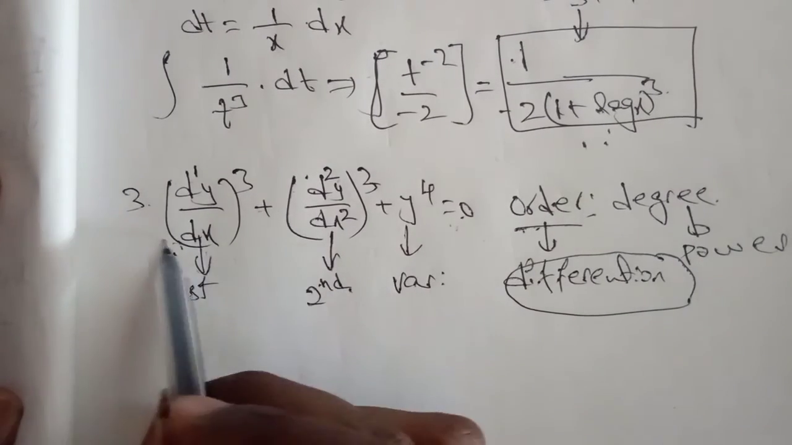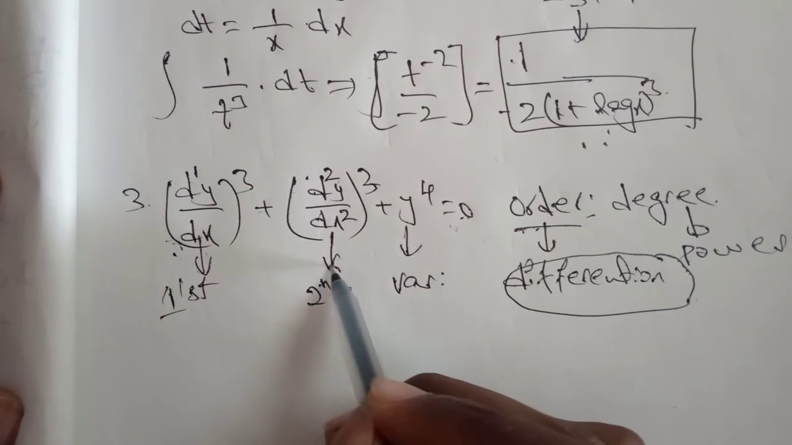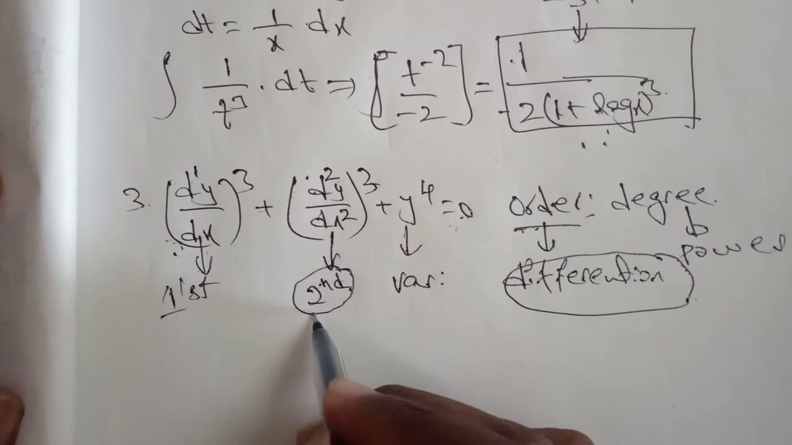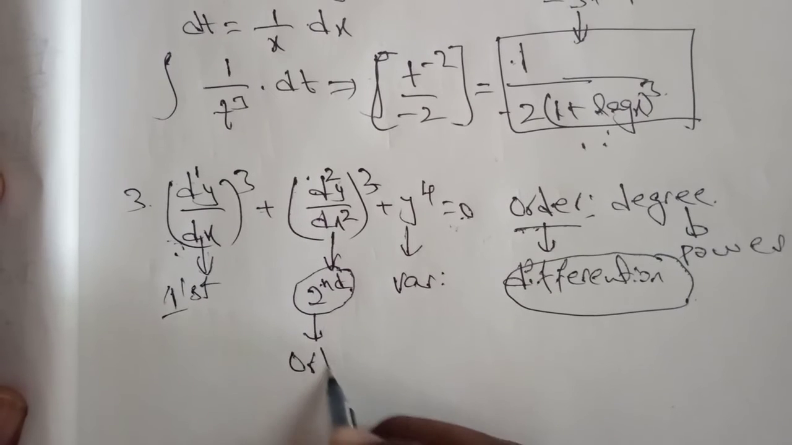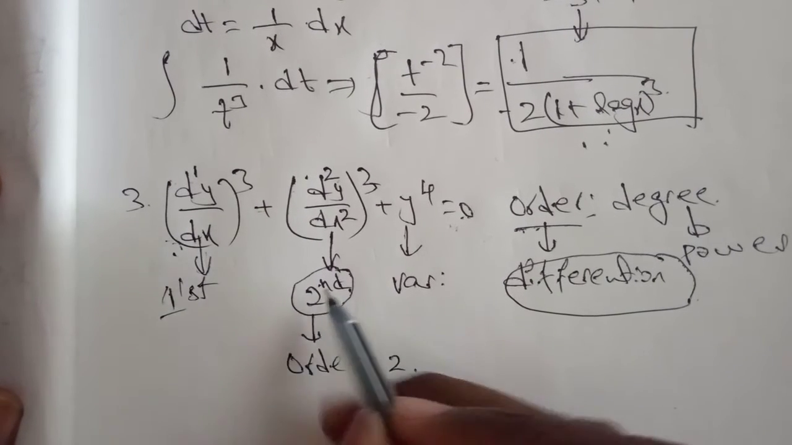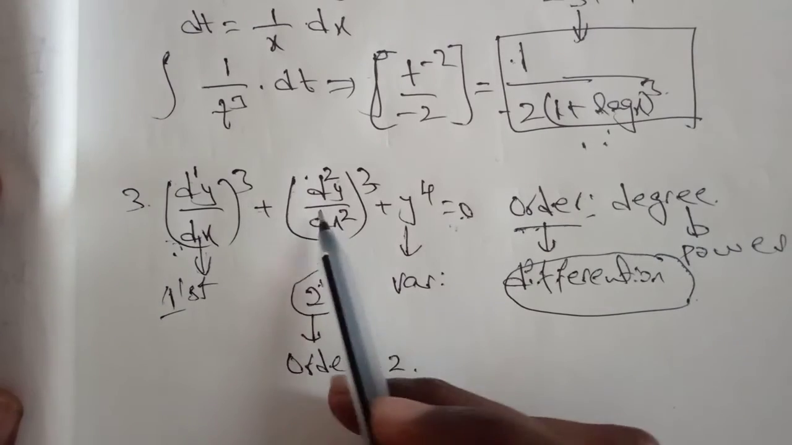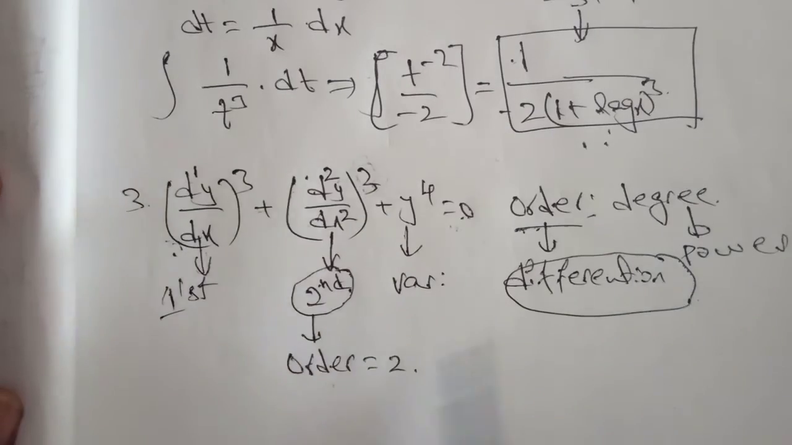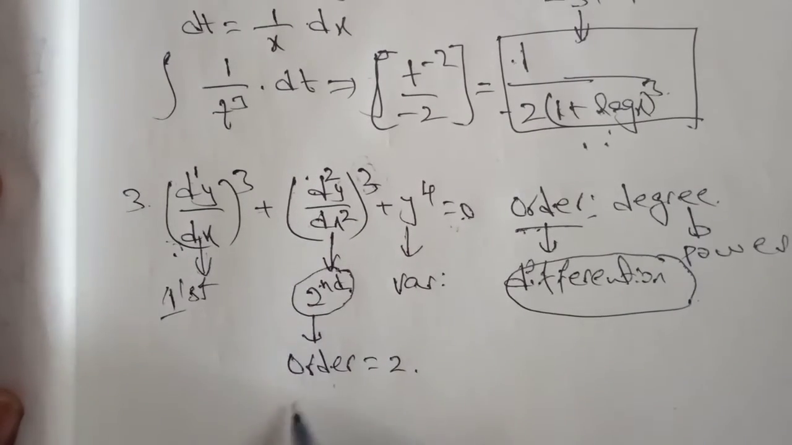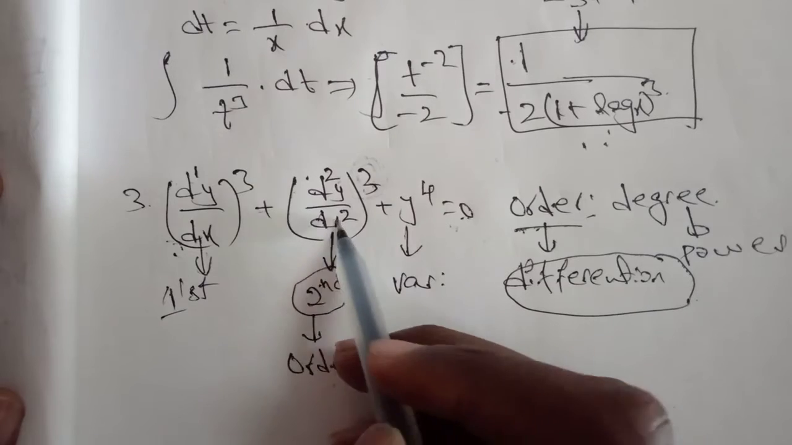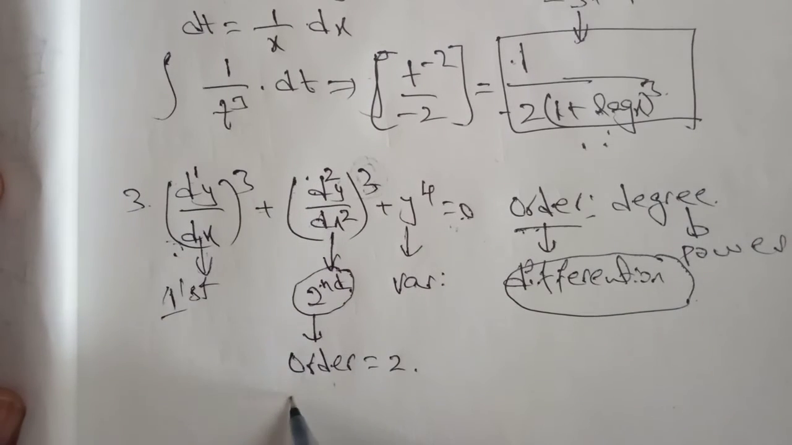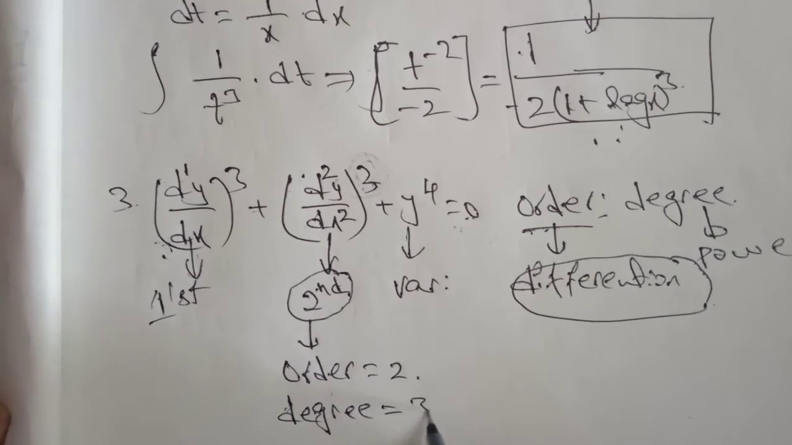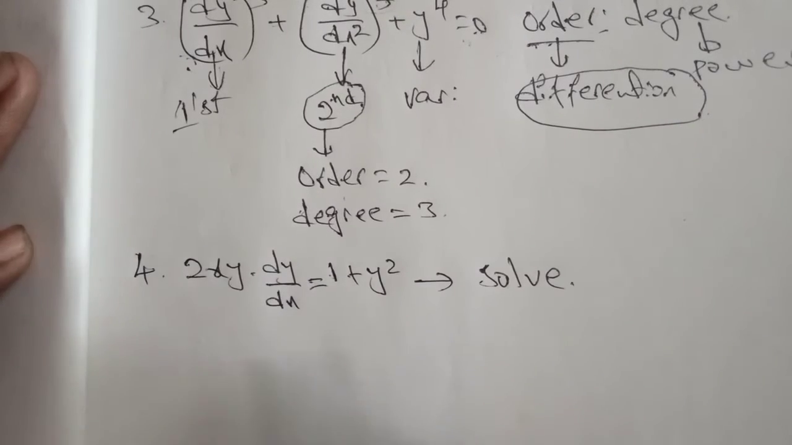So in these three terms, the highest differentiation is 2, which means the order is 2. The power of the highest differentiation becomes the degree of the differential equation. The power for this second order differentiation is 3, so the degree becomes 3.